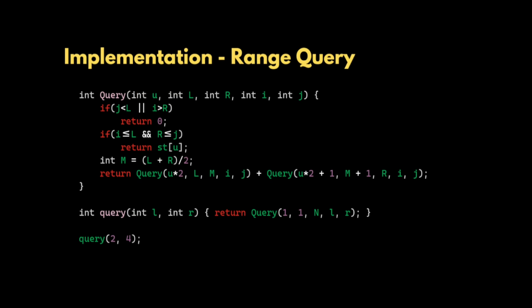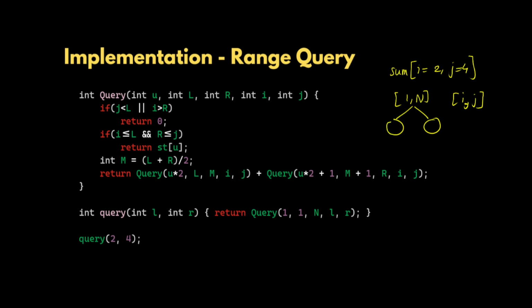For range query, it is simple. Let's say we were given i equals 2 and j equals 4. You need to find out the sum in this range. Then we start with the root. We know that the root stores the sum from 1 to n. We want to find it for i to j.